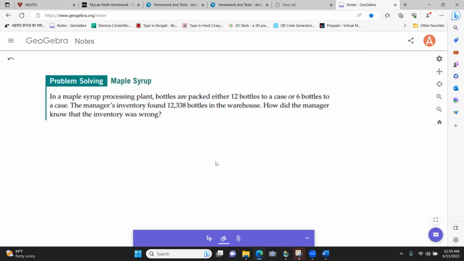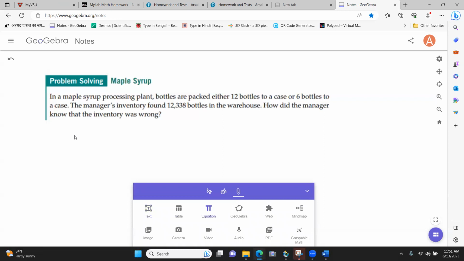So let's read this problem and solve this. In a maple syrup processing plant, bottles are packed, either 12 bottles in a case or 6 bottles to a case. The manager's inventory found 1238 bottles in the warehouse. How did the manager know the inventory was wrong? Okay, if you pack the cartons either with 12 bottles to one carton or 6 bottles to one carton, the total number of bottles should be divisible by 6.